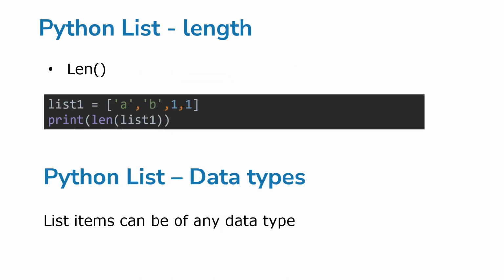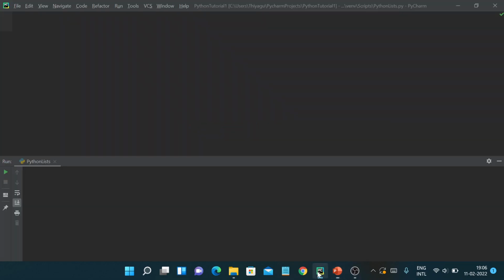Moving on, let's discuss a few other basic operations which we can do using Python lists. The first one is a method called length. With the help of the length method, we can easily identify the length of the actual list. Before going into this length function, we will go to our PyCharm and see how a list will look and how we can print a list.